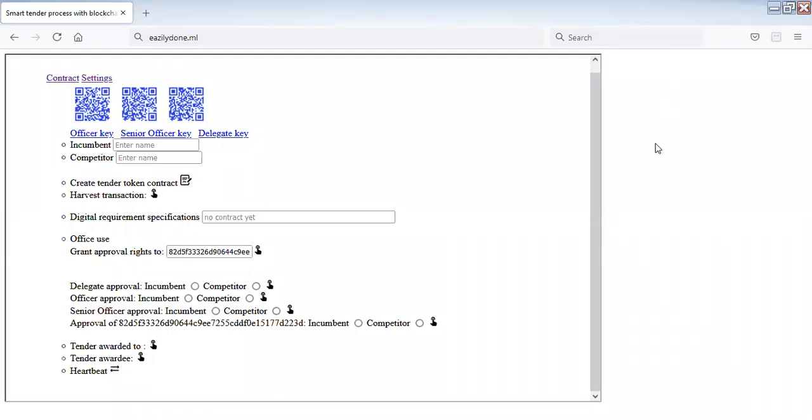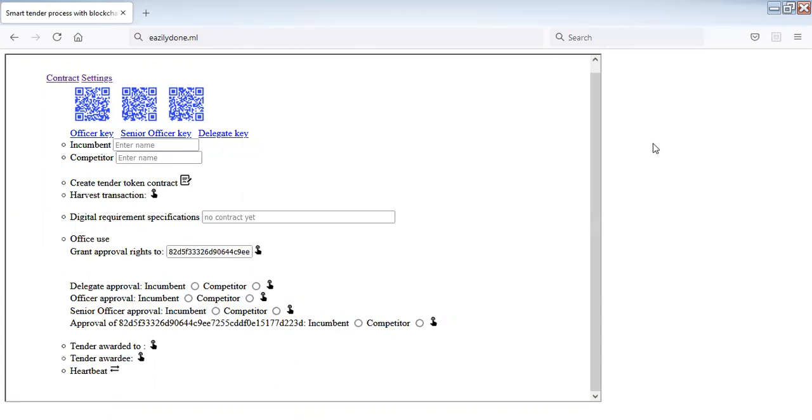Welcome to this demonstration of smart tendering process using Ethereum blockchain. What we have is a website which presents a user interface using AngularJS, which interacts with Spring Boot microservices using MongoDB as the database on Amazon Web Services Ubuntu instance.